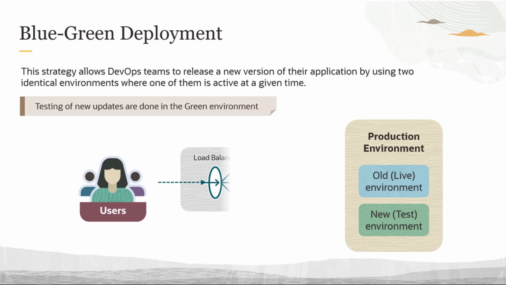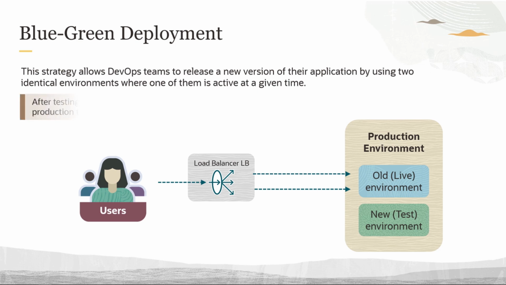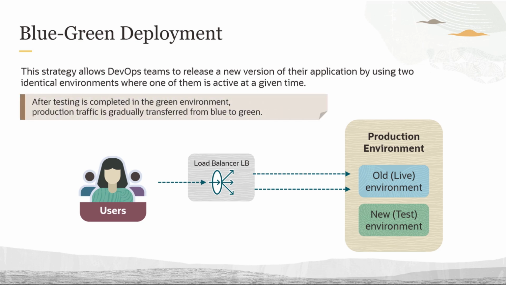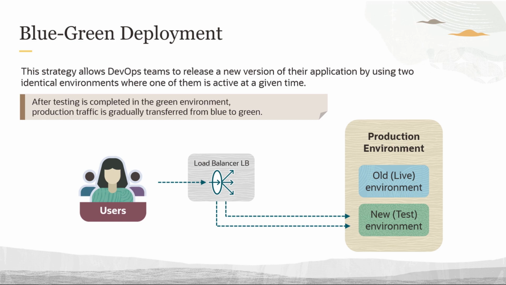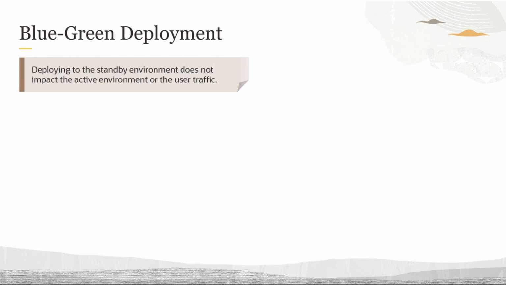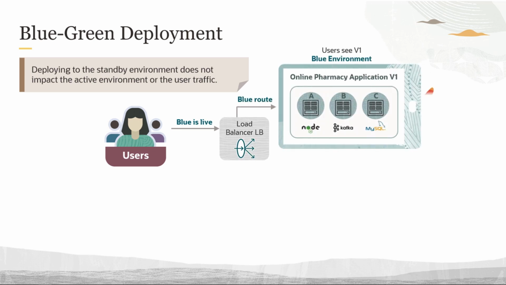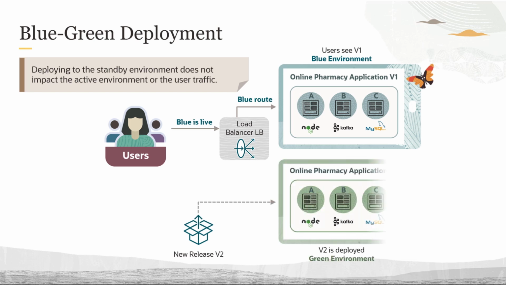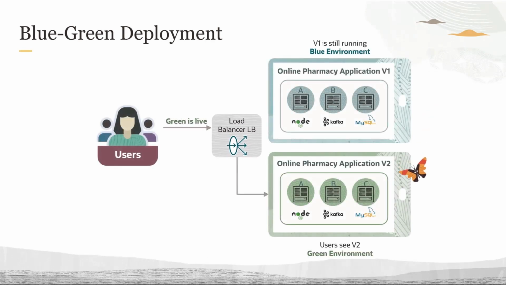Testing of new updates is done in the green environment. After the testing is completed in the green environment, production traffic is gradually transferred from the blue to the green environment, after which testing of new updates is now done in the blue environment, which is also used in case of rollbacks or as a disaster recovery mechanism. Deploying to the standby environment does not impact the active environment or the user traffic. The DevOps release pipeline can run validation tests against the new version, and once approved, it gets promoted to the production by simply switching the user traffic to the standby environment.